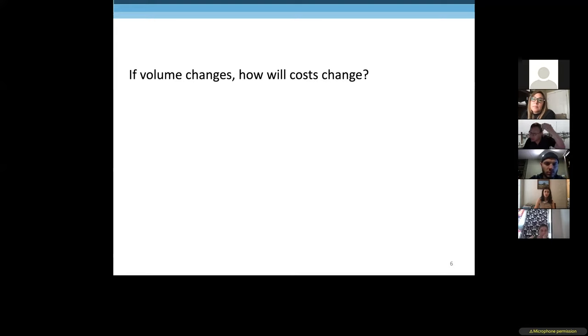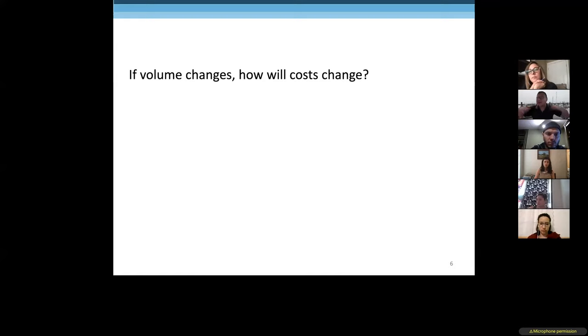The manager wants to think, because business is dynamic, right? It's not like you have to always maintain the same level of production, right? You have to increase, decrease, right? Depending on the economy, the market analysis, right? And then one of the things you want to know, if there's a change on this, how my cost is going to change.